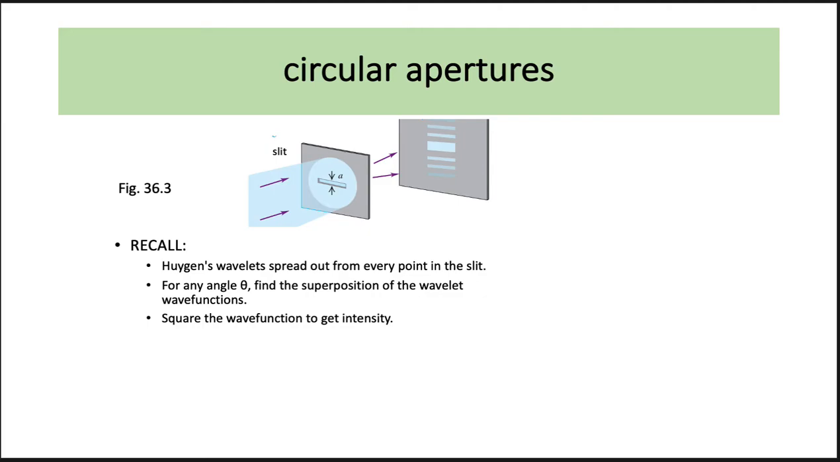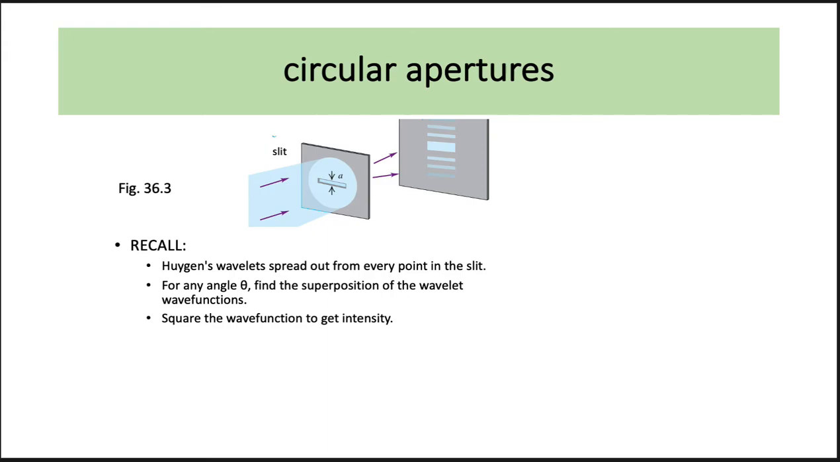This is figure 3 in chapter 36. It shows just what we've been talking about, a single slit with light passing through the slit and then projecting an interference pattern on a distant screen, where you see this bright central maximum and then dark adjacent to that. Then it gets bright again, dark, bright, dark.